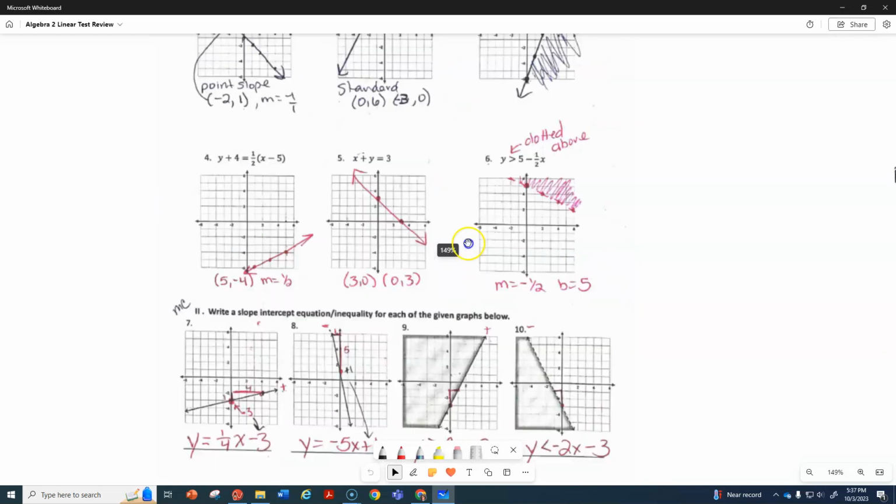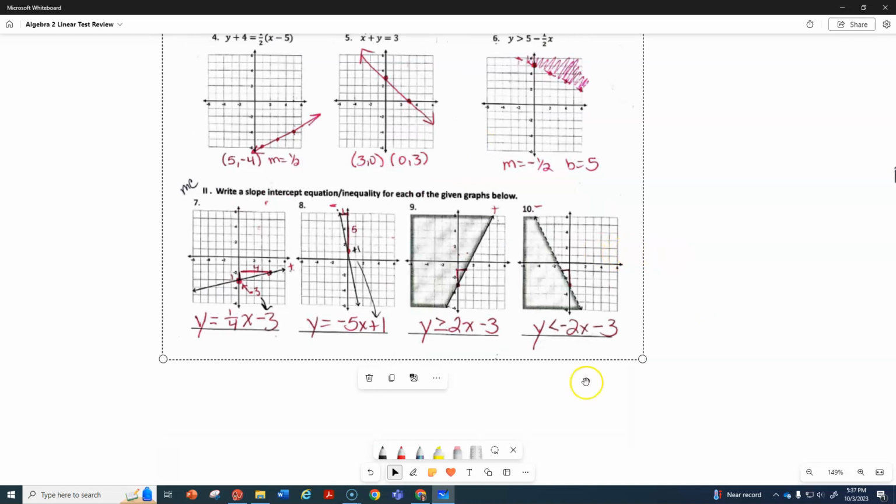Down here on this section, you had to write the equation. What do you need in order to write the equation? I need a point and a slope. That's the easiest way. It says write it in slope-intercept form, so that's why I need the y-intercept, and then I need to just do rise over run to get my slope. The y-intercept is -3. I did rise 1, run 4 to get to my next point, so it's rise 1, run 4x.